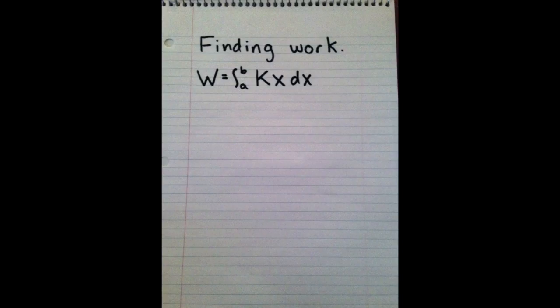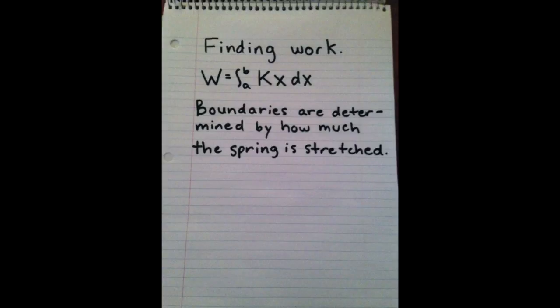Today we'll be finding work, which will incorporate a new function, but is still derived from the original F equals Kx function. The new formula that we will be using today is W equals the integral from a to b of kx dx, where W is work, k is the spring constant, and x is the distance that it is stretched. Now the boundaries a and b are determined by how much the spring is stretched, and due to this formula you can have any starting point. It does not have to be the natural length of the spring.